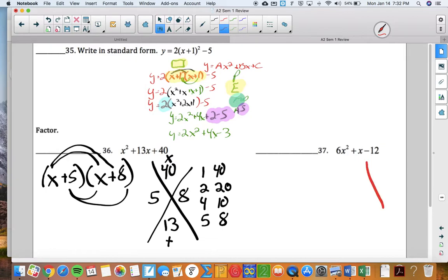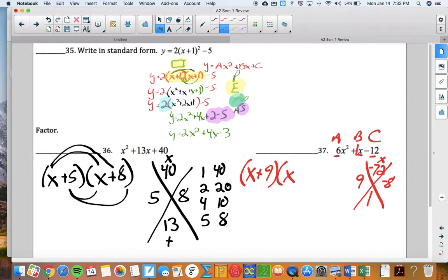Number 37 is a little bit more challenging. Notice we have an a value there other than 1, so we need to multiply that a value with our c value. So we're looking for ways to multiply to negative 72. That's 6 times negative 12, and then add to our b value, where the coefficient of b is 1. And so here you get 9 and negative 8. Just like on the other example, we're going to throw those values behind the variable x, because we're dealing with x's in this problem, in factored form.